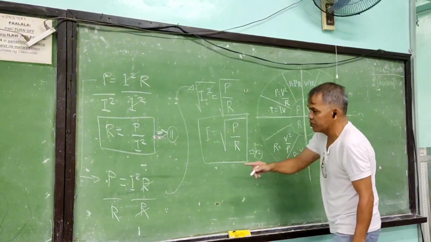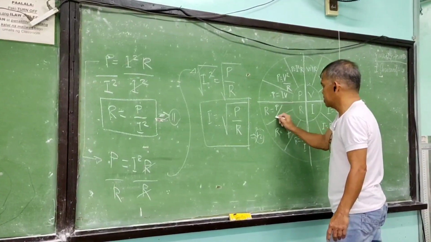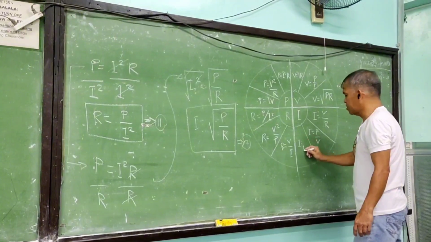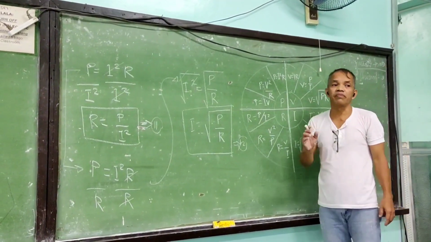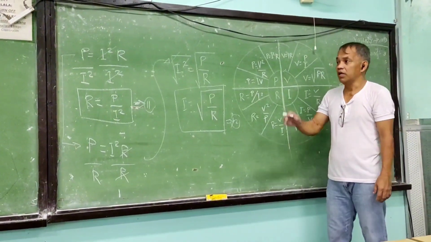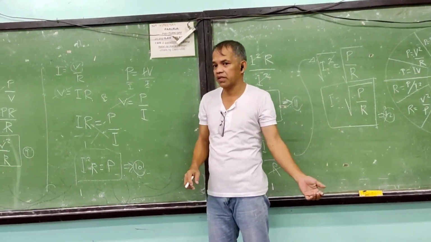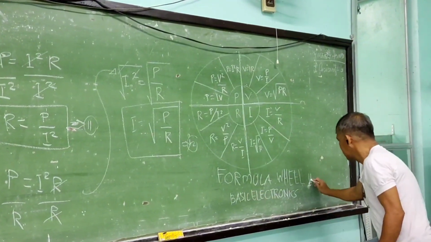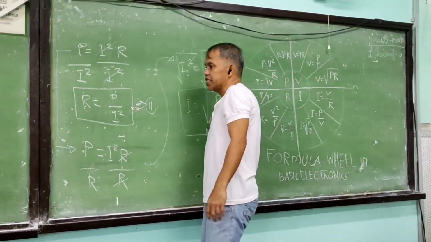So, we have completed them. Formula 11 is R is equivalent to P divided by I squared. And the last formula is I is equivalent to the square root of P over R. Now, you need to memorize the formulas to solve worded problems in electronics. If you are not able to derive, you memorize the 12 formulas. Okay? These are formulas in basic electronics, because there are still many more formulas in electronics. Okay? So let's have an example.